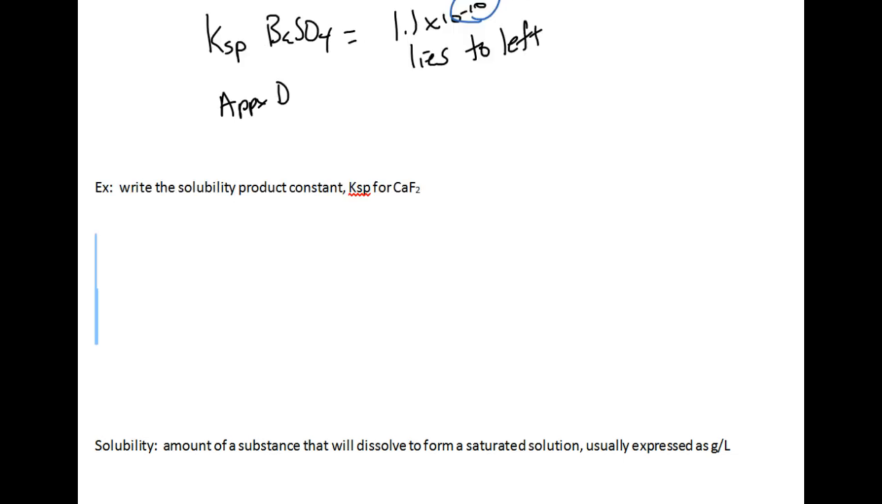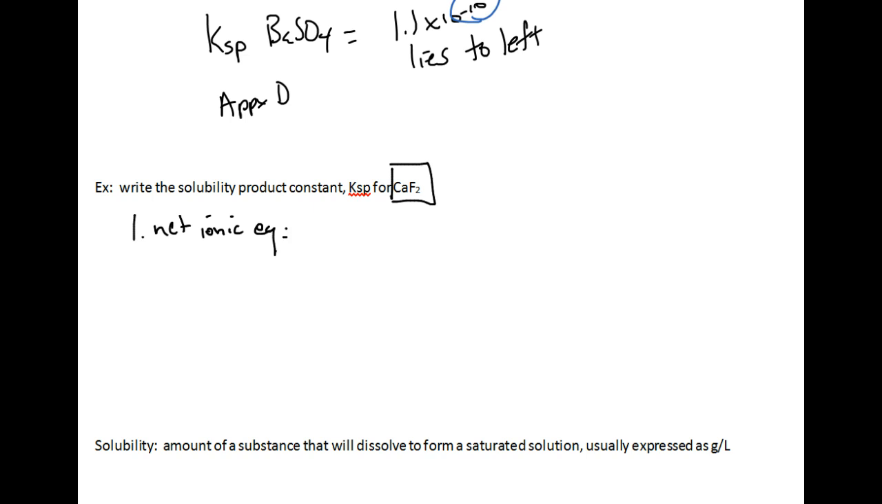Okay, I have an example here, and it's asking to write the solubility product constant, or KSP, for calcium fluoride, CaF2. So the first thing I want to do is write the net ionic equation.